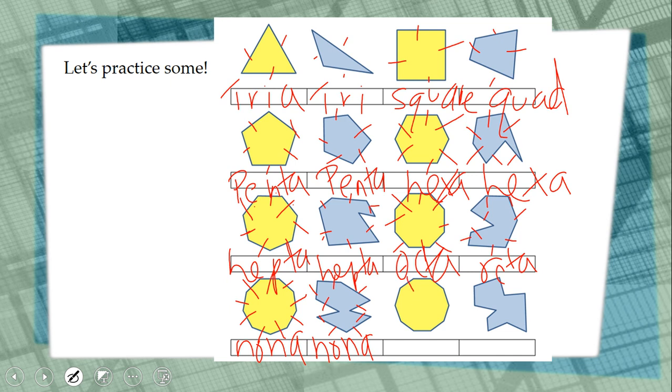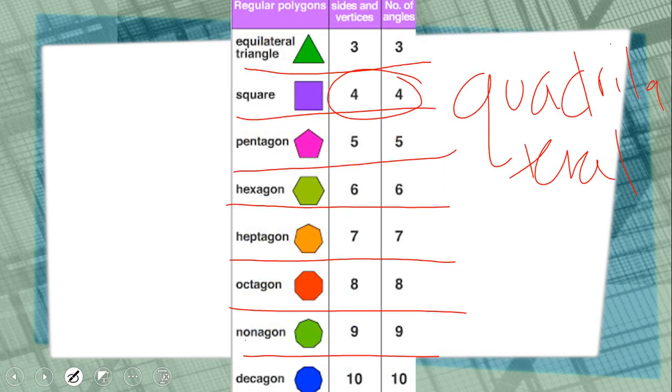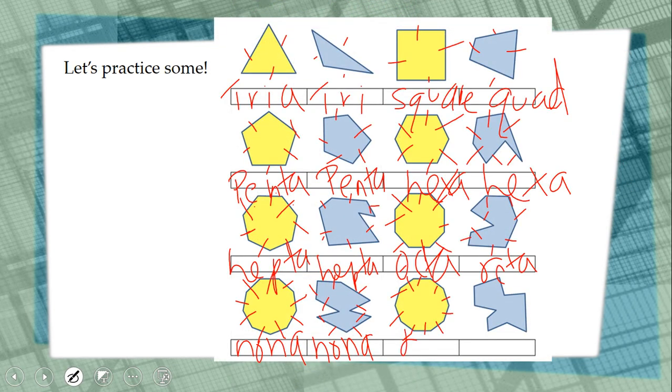So let's do the last one. 1, 2, 3, 4, 5, 6, 7, 8, 9, 10. And if we go back to our list, we can see that that is called a decagon. So I'll put deca. And then this one, which kind of looks like a weird, I don't know, dog or something. 1, 2, 3, 4, 5, 6, 7, 8, 9, 10. So that would also be a decagon. So even though they don't look the same, they're still called the same shape.